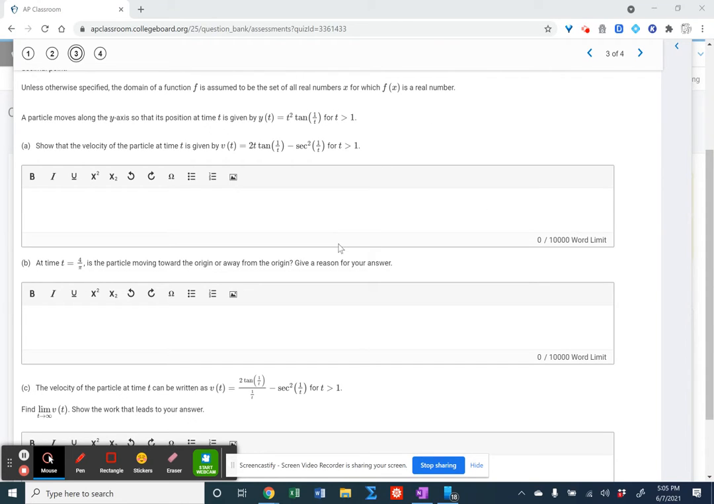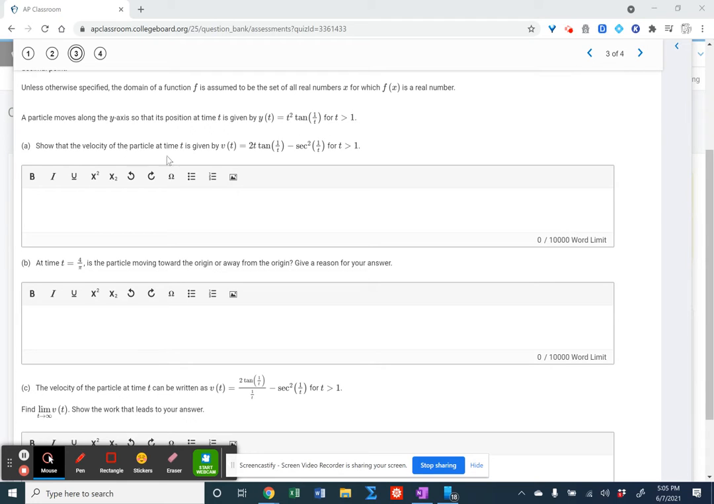All right, let's continue with the optional practice test number 4. This is 2021, just in case this is listened to in the future. We're given a particle that moves along the y-axis. It's going up and down. So its position at time t is given by y of t equals tangent squared, t squared times tangent of 1 over t, and t is greater than 1.